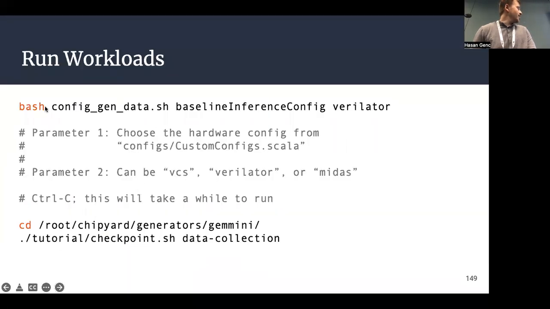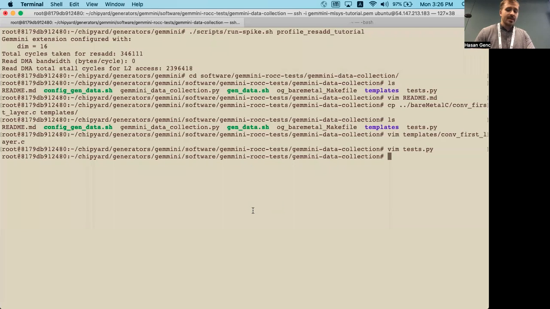And then we just run this script. We tell it which hardware configuration you want to run on, right? So this is whichever hardware configuration is in the custom configs file. We'll just run them on the baseline inference configuration. And we specify whether we want this to run on VCS or Verilator or MLSys. So, baseline inference.